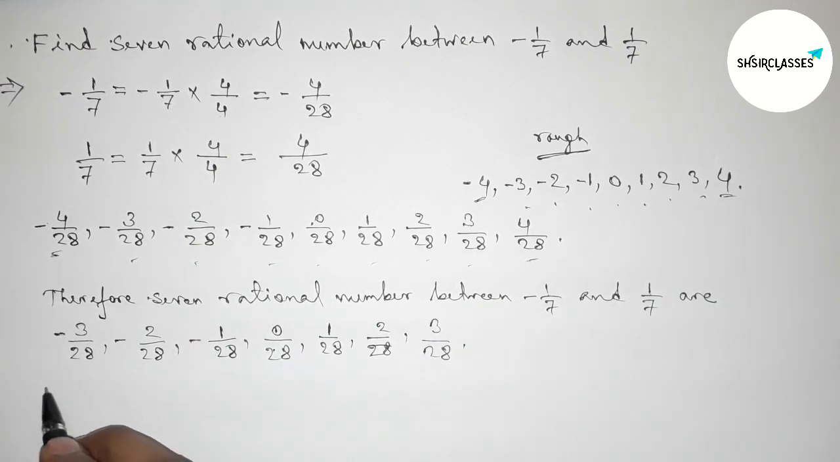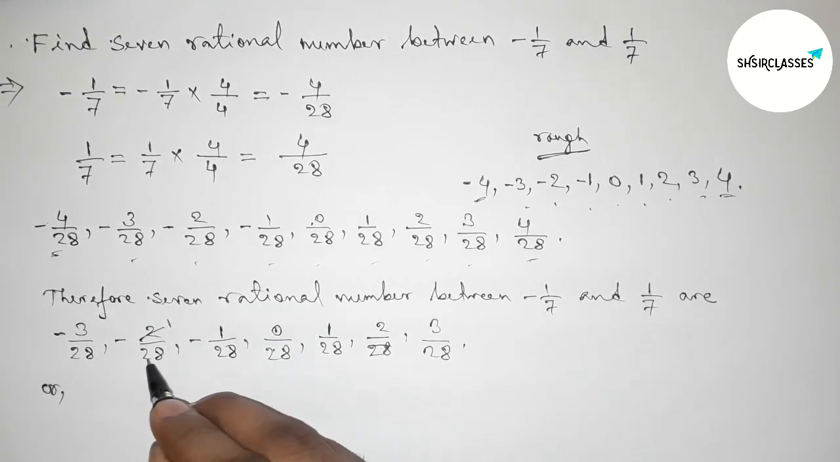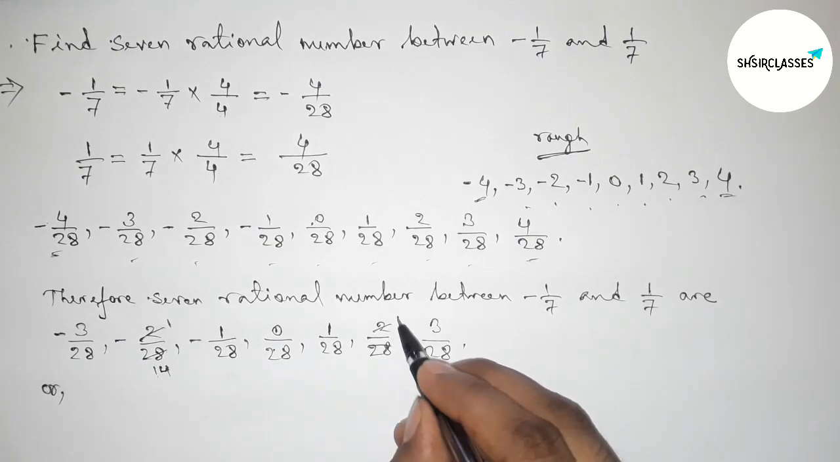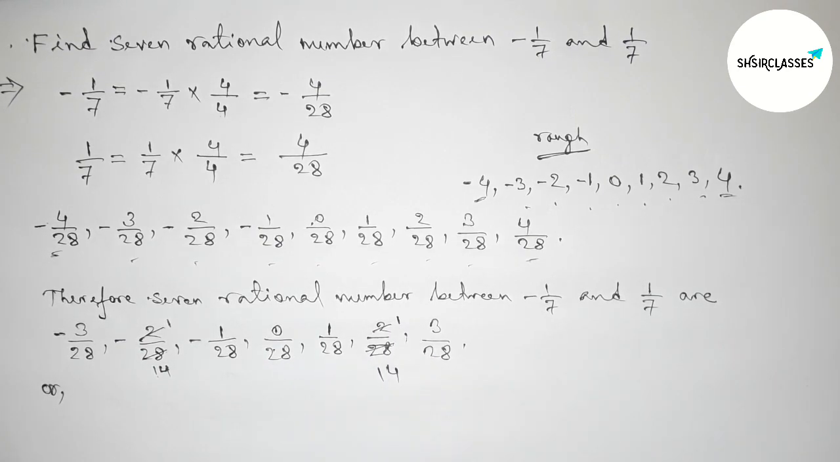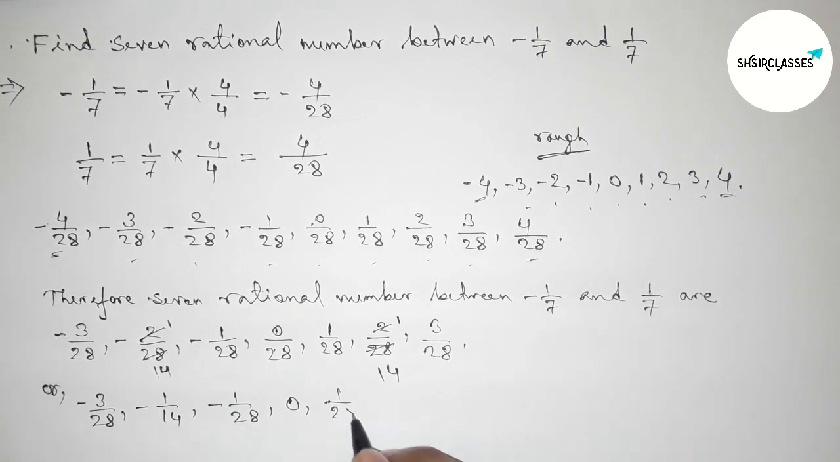Or we can write, so now dividing both numbers by 2, then this is 2 twos are 2, 14 twos are 28. Similarly here 2 twos are 2 and 14 twos are 28. So again write down here minus 3 by 28, then minus 1 by 14, then minus 1 by 28, comma 0. So last 3 by 28.